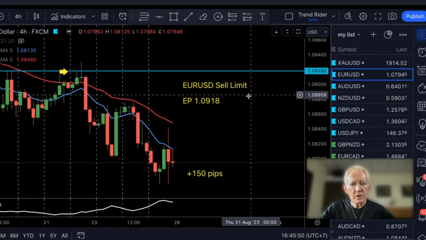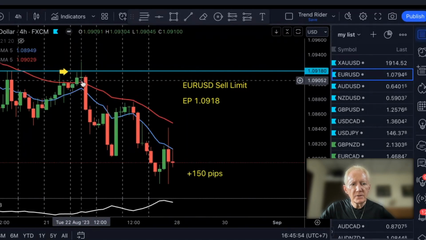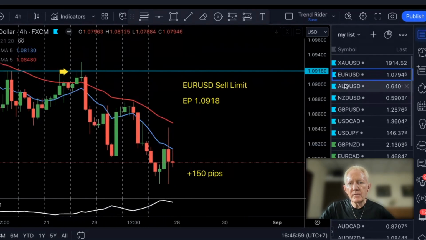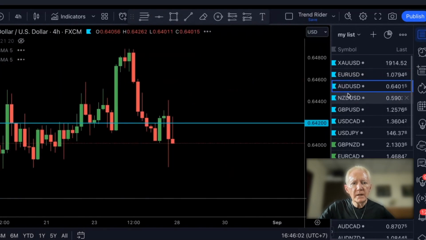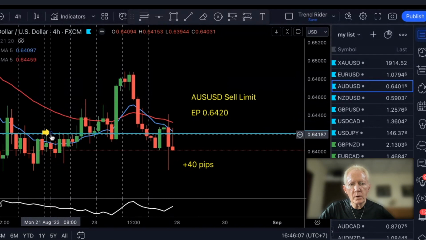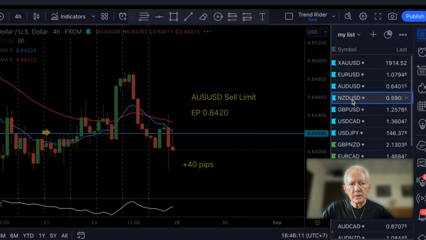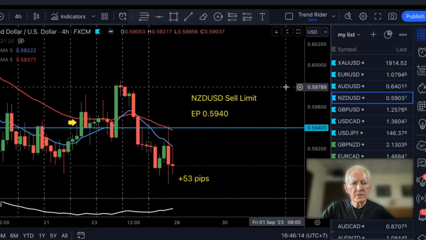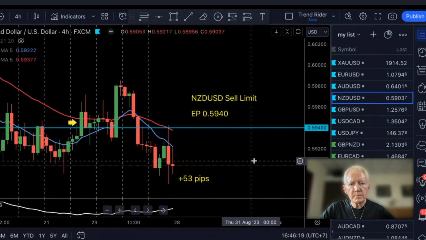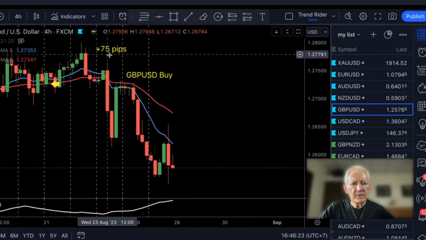The Euro US was a good one. This did execute on Tuesday and then just continued down, came back up a little bit midweek, and then closed out the week with 150 pips. The Australian dollar, US dollar also did open the pending order, but didn't move much. We only got 40 pips out of that one. Then the New Zealand US, which does trade very much like the Aussie US, we got 53 pips out of that one. The pound US, we got 75 pips out of that one.